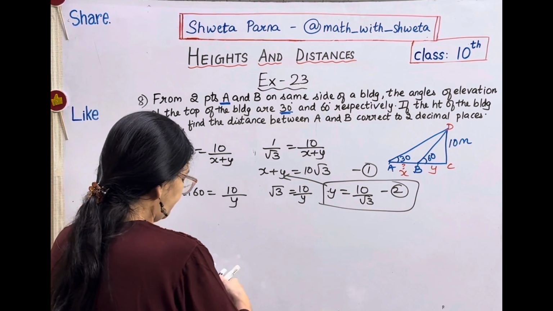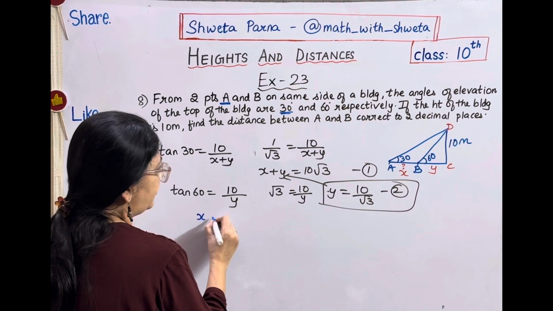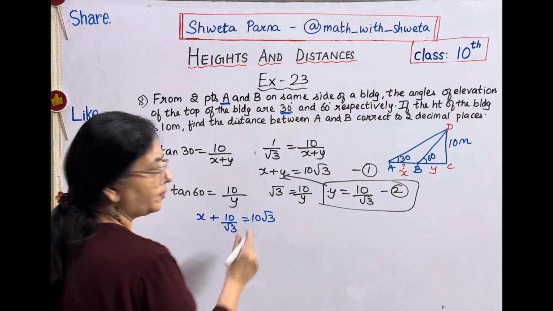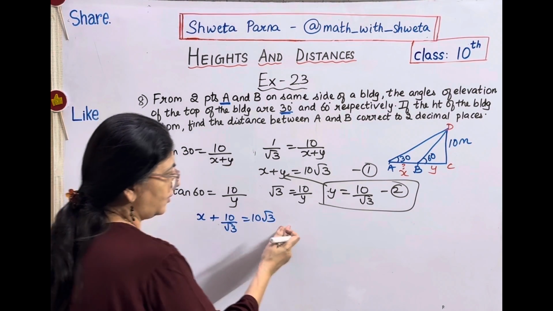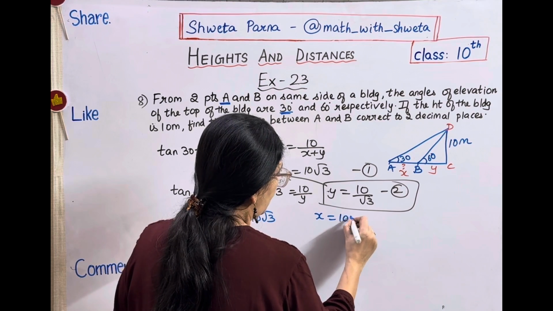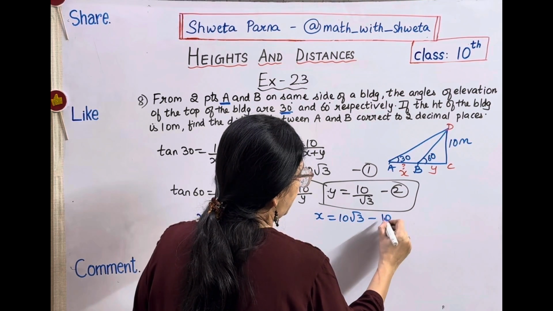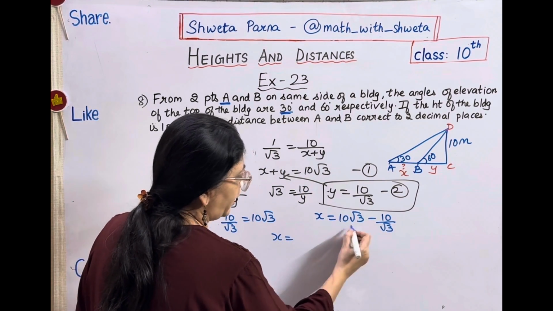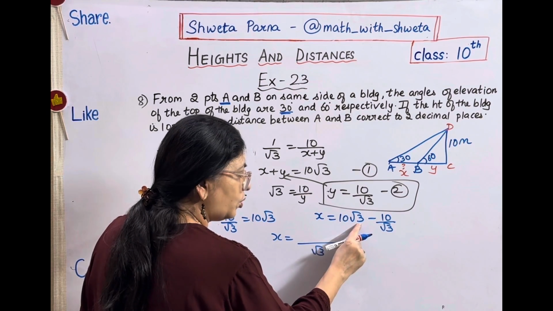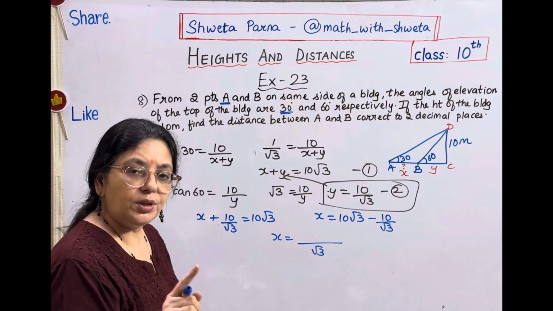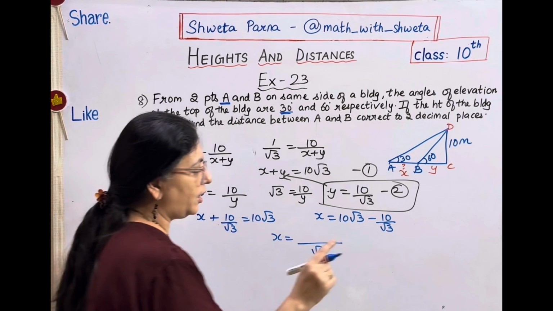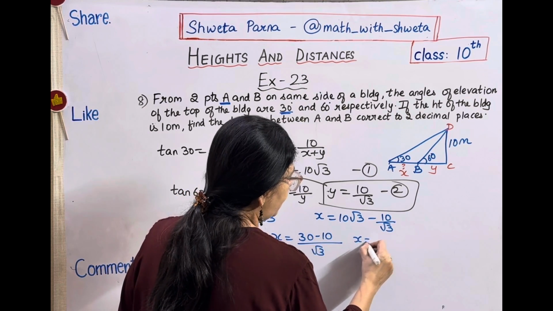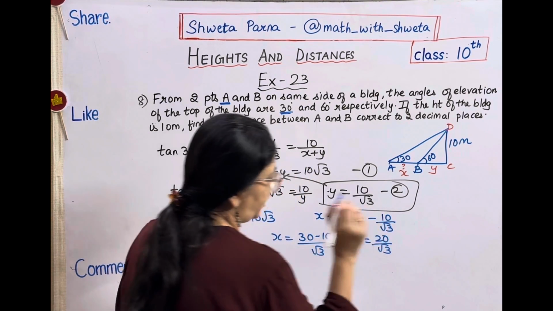So what will you get? x plus 10 upon root 3 is equal to 10 root 3. Now take this to the other side. So x is equal to 10 root 3 minus 10 upon root 3. Take the LCM as root 3. 10 root 3 into root 3, children, root 3 into root 3 is just 3. So 3 into 10 is 30, minus 10. So x is equal to 20 upon root 3.